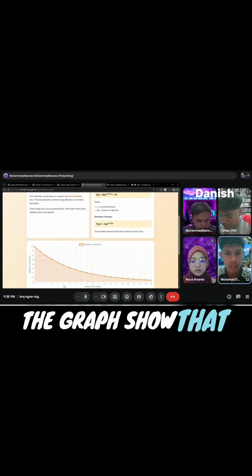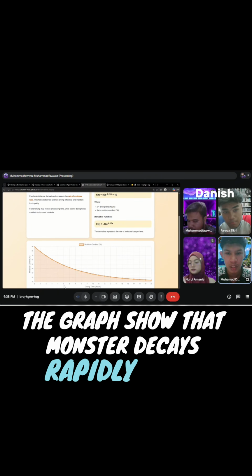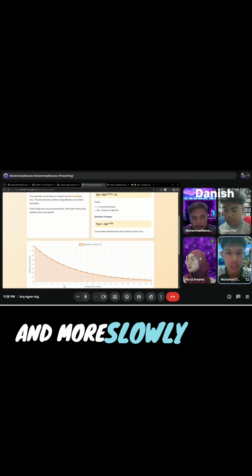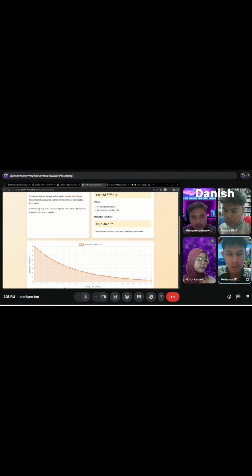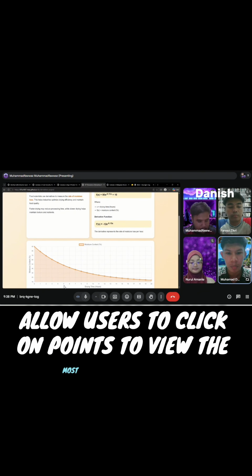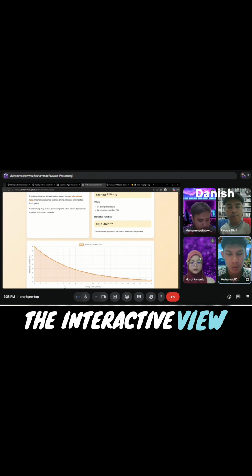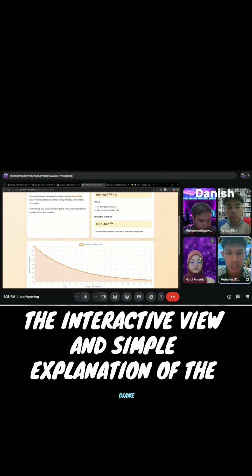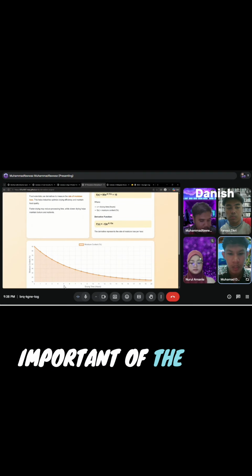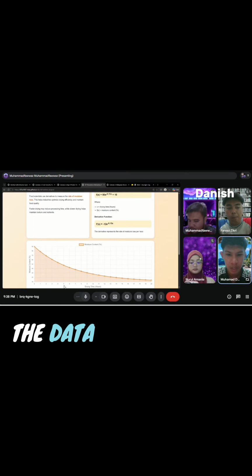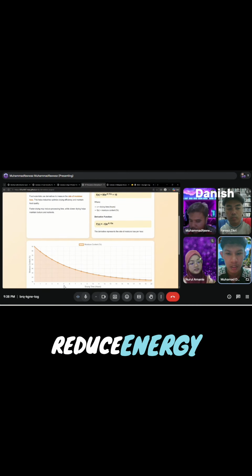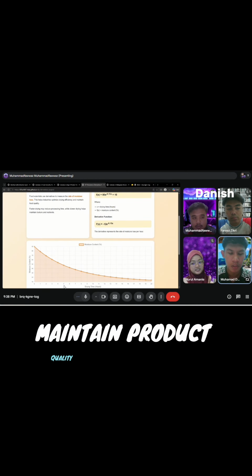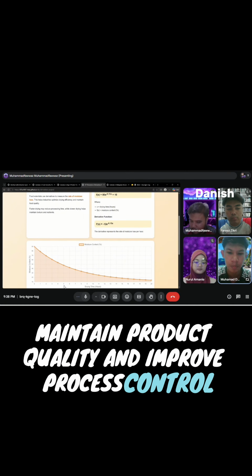The graph shows that moisture decreases rapidly at the beginning and more slowly over time. An interactive chart graph allows users to click on a point to view the moisture content, derivative value, and simple explanation of the drying rate. Importance of derivative. Derivatives help industry optimize drying efficiency, reduce energy consumption, maintain product quality, and improve process control.